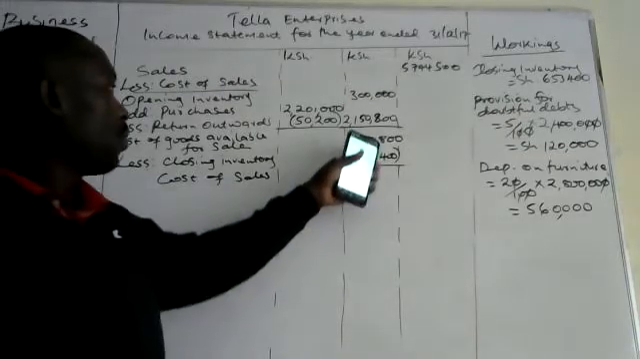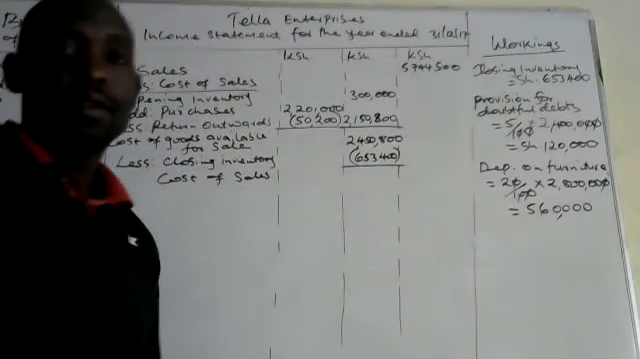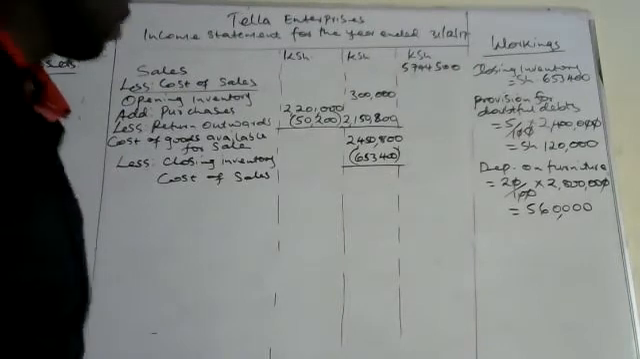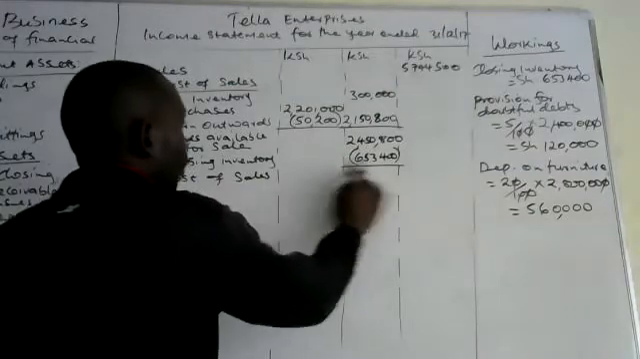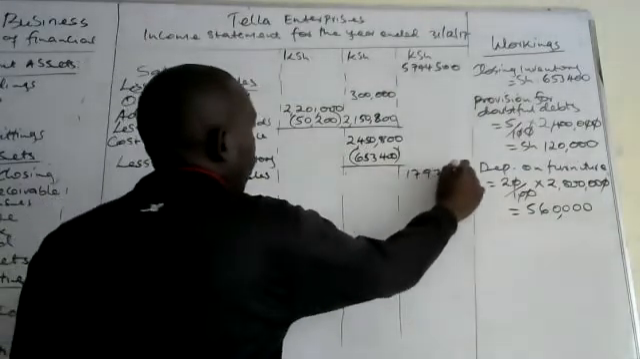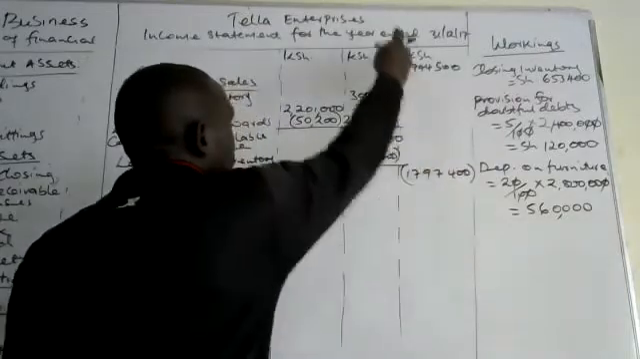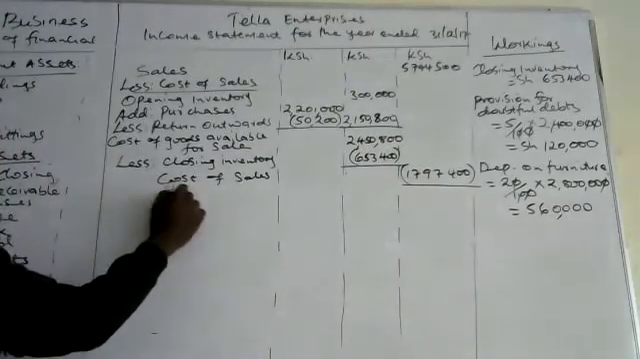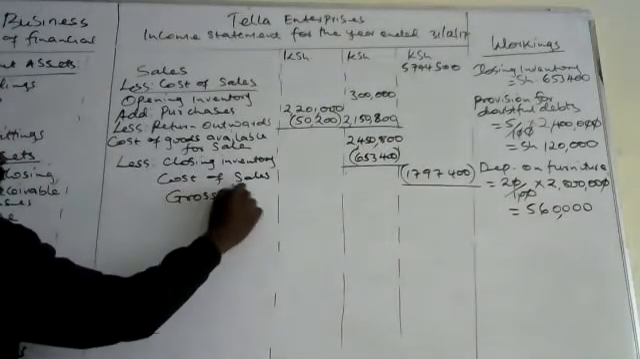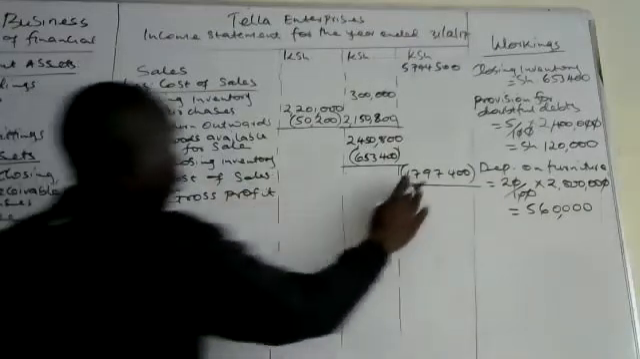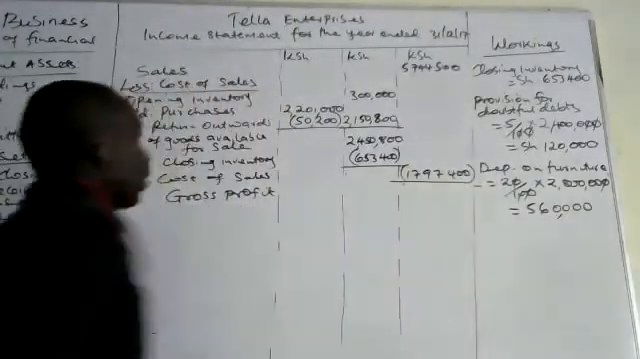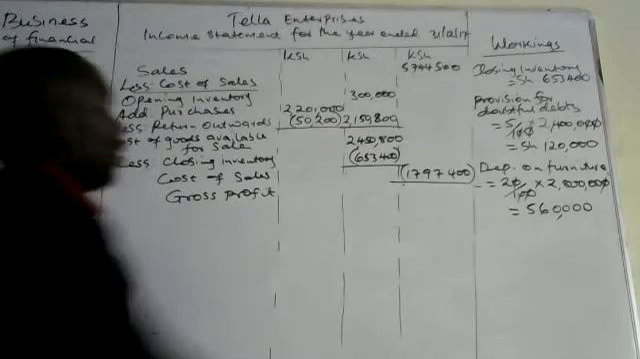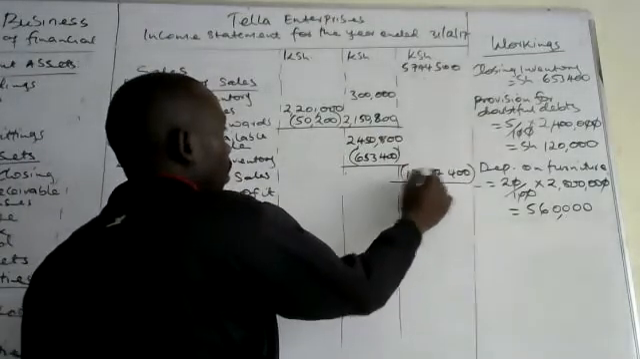Can you do the subtraction? 1,842,400. Yes. That one is supposed to be in line with the net sales so that we can subtract to get the gross profit. You less it. This sales minus that one.